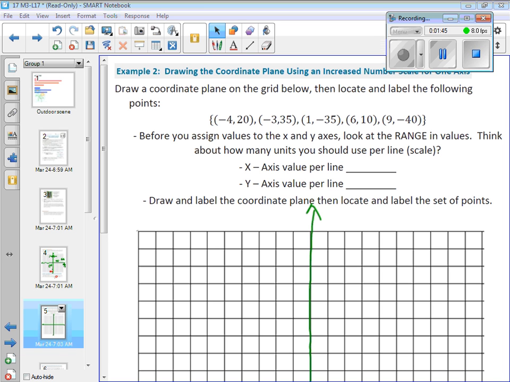Let's take a look at the coordinates on the next page. Everybody take a look first at the x coordinates for each one of these ordered pairs. You have -4, -3, 1, 6, and 9. First question you'll always ask, can you count by ones?